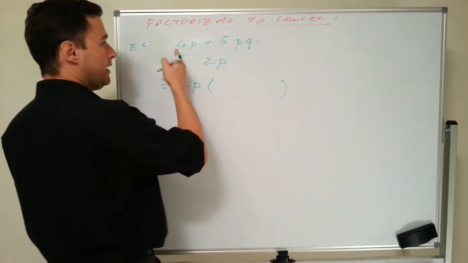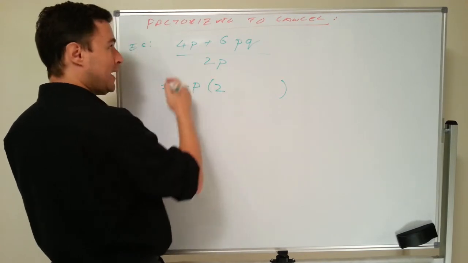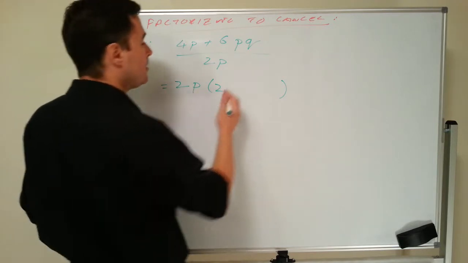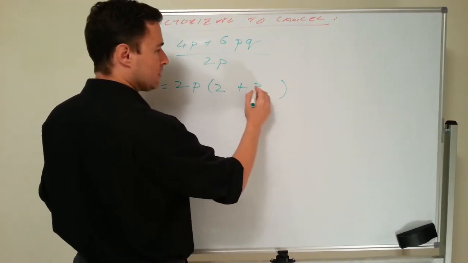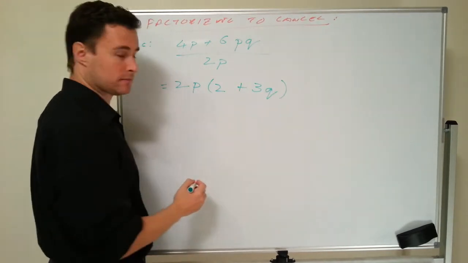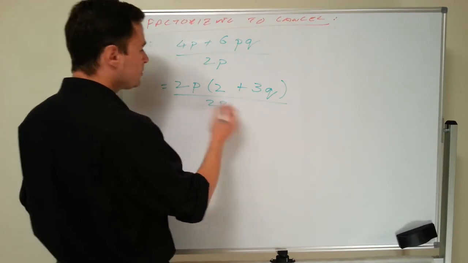Now, if I take a 2 out of 4, I'm left with 2. If I take a p out of p, I've got no p's left. I pulled it out, it's in front now. So plus, same sign. If I take a 2 out of 6, I'm left with 3. If I take a p out of pq, I'm just left with q. So that's the top factorized, all over 2p. There's nothing to do at the bottom.